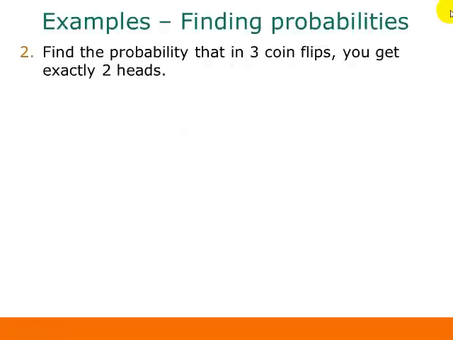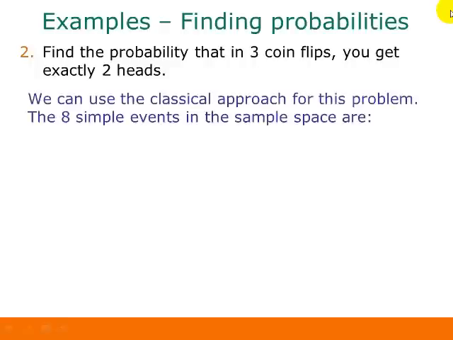Here's another example. Find the probability that in 3 coin flips you get exactly 2 heads. In this one we can use the classical approach because we can assume that the coin is fair, so there's a 50% chance that in any one flip you'll get a head, and there's a 50% chance that you'll get a tail. Since we're doing 3 coin flips, we actually end up with 8 simple events in our sample space.